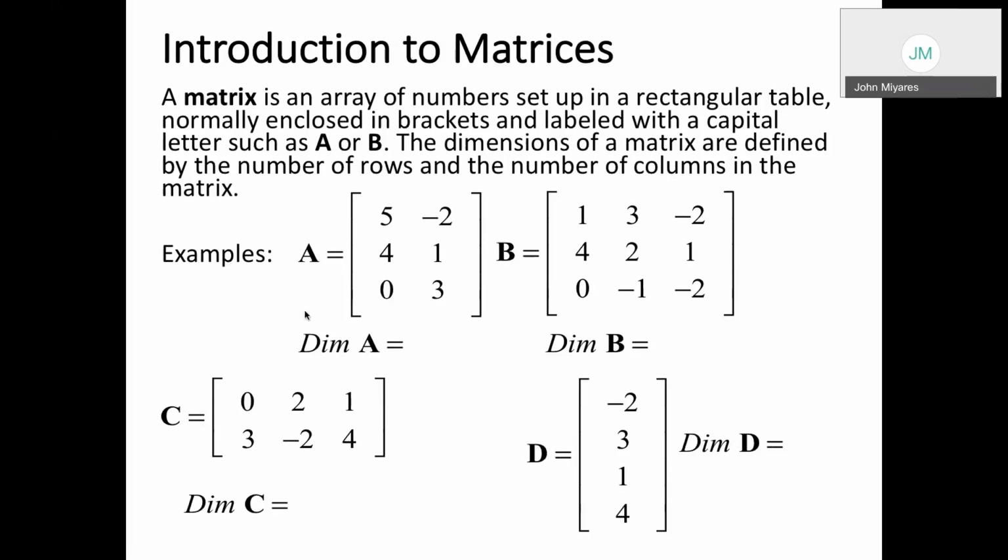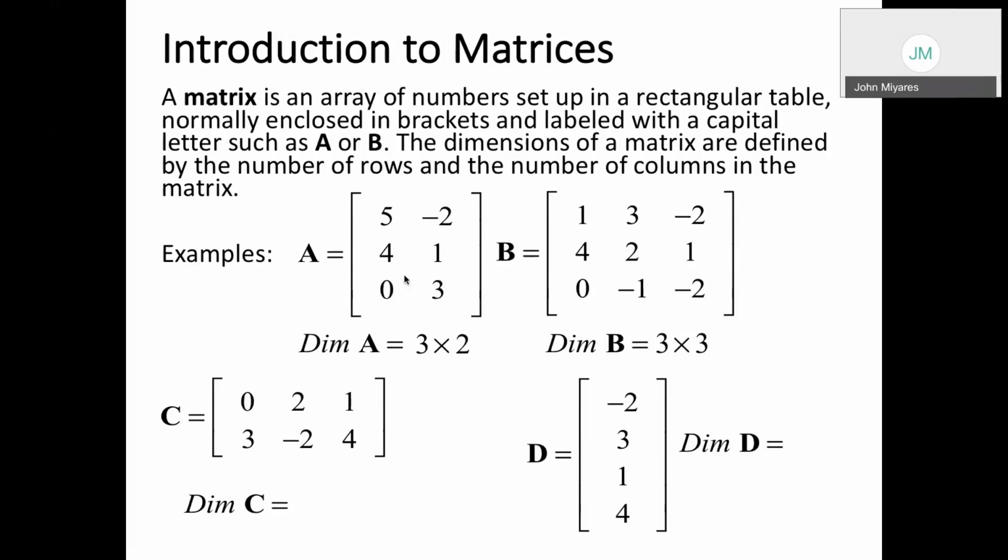Matrix A has 3 rows and 2 columns. So we're going to say that matrix A is a 3 by 2 matrix. Matrix B has 3 rows and 3 columns, so its dimensions are 3 by 3. We will also refer to matrix B as a square matrix because the number of rows and columns will be equal to each other, and the table looks more like a square.